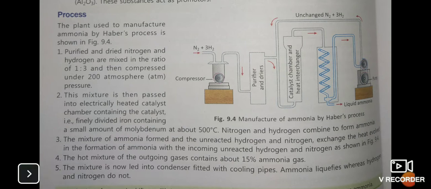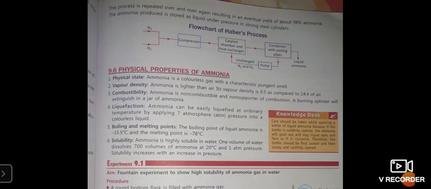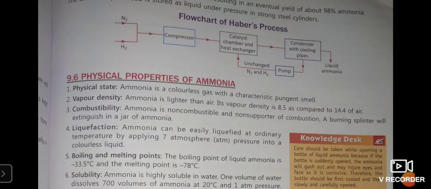The mixture is now led to a condenser fitted with cooling pipes. Ammonia liquefies, whereas hydrogen and nitrogen do not. So I believe, guys, that your concept is clear with the laboratory method of preparation. You can see the flow chart. This flow chart may also be asked in the examination.